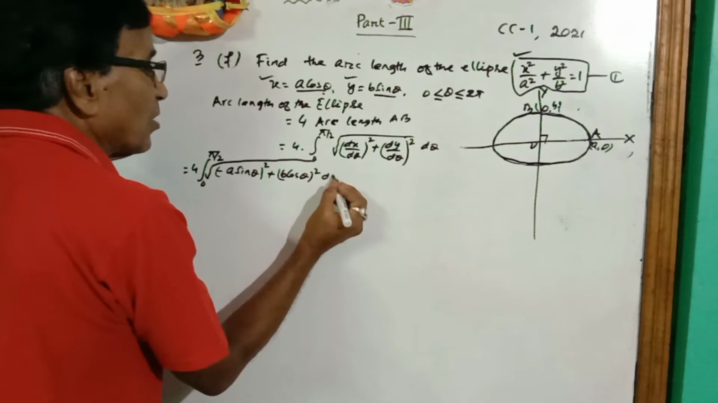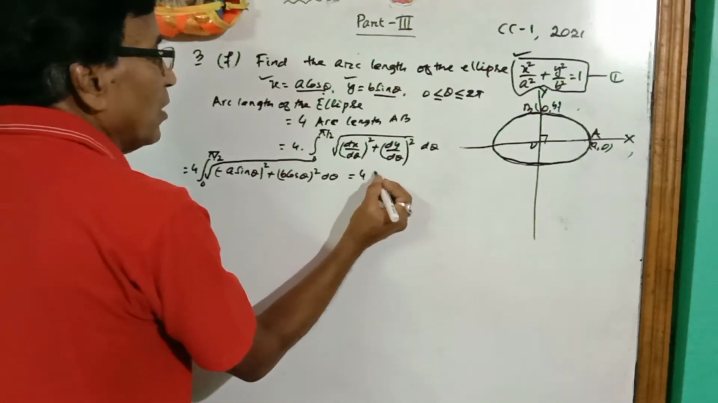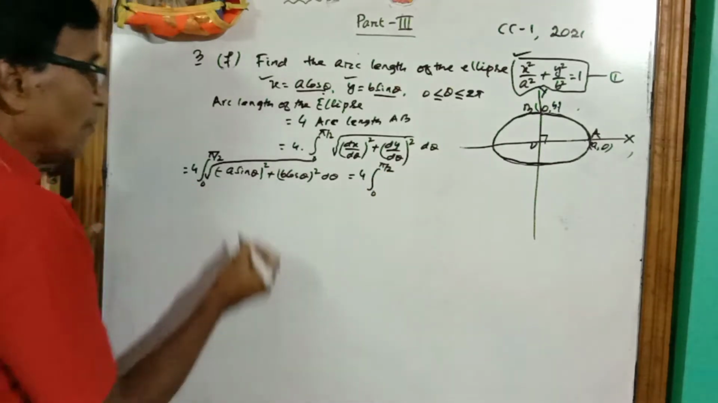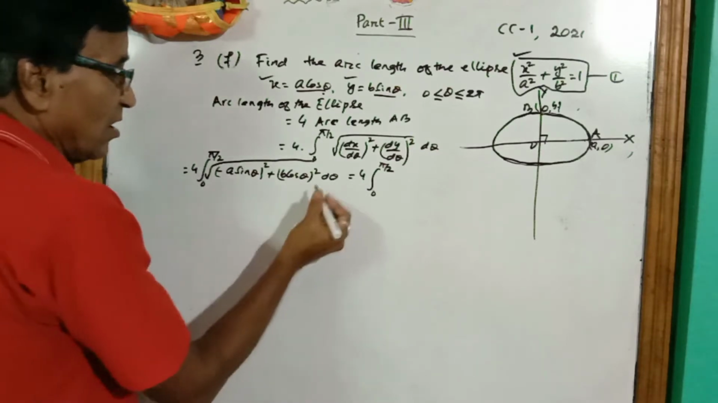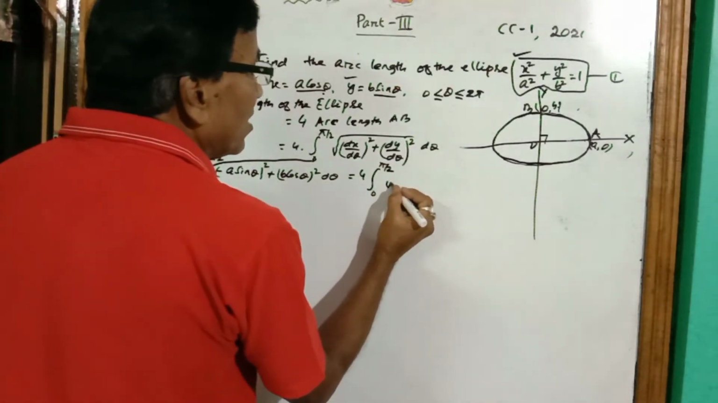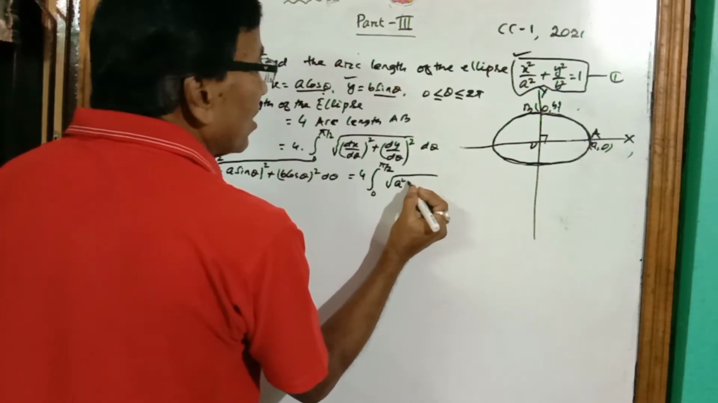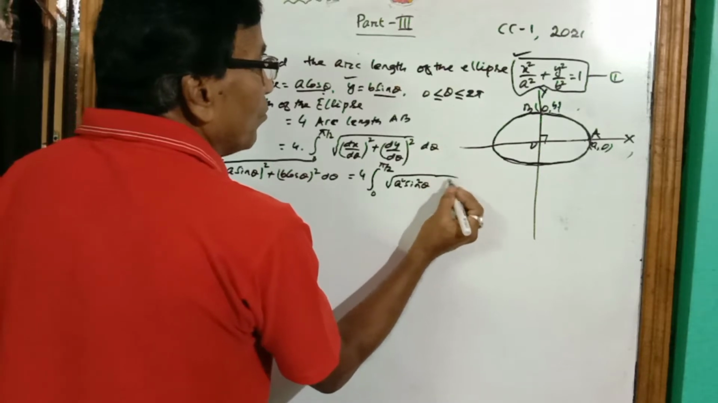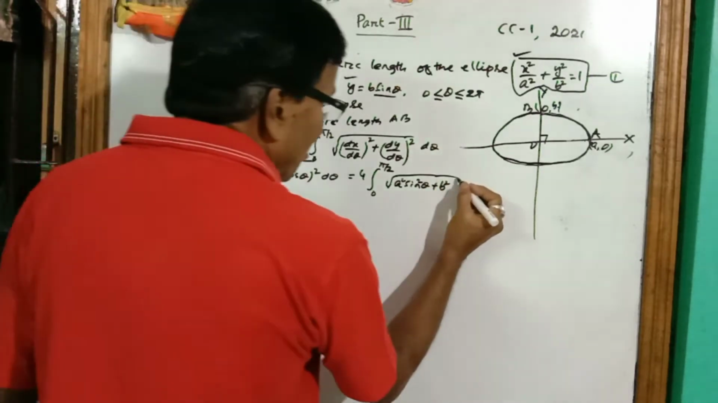with respect to theta. Now it is equal to 4 into integration 0 to pi by 2 of the square root of a squared sin squared theta plus b squared cos squared theta d theta.